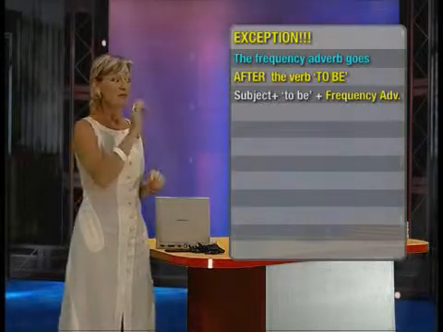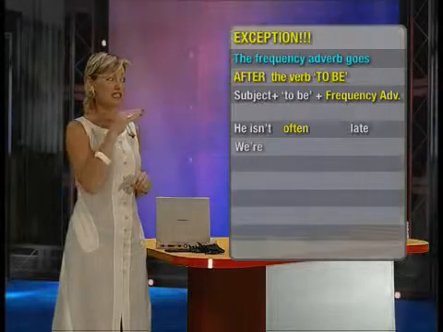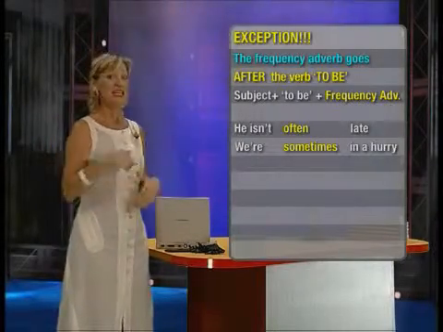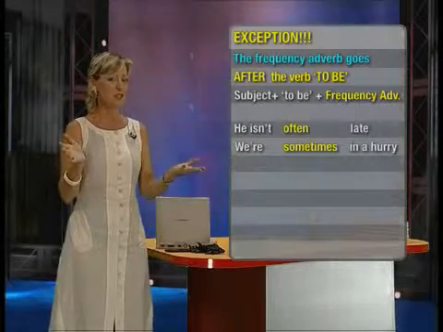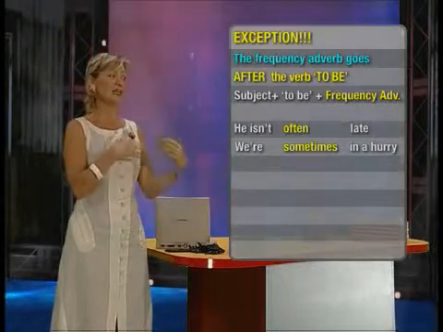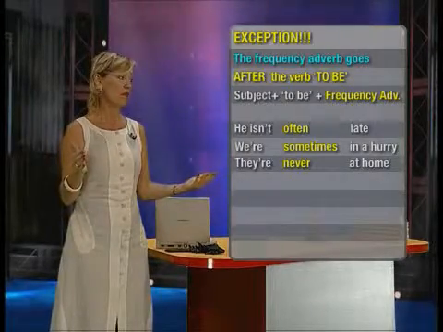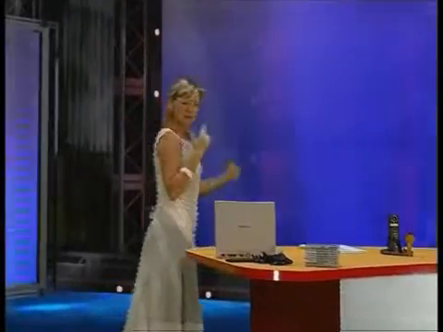Look at the example. He isn't often late. We're sometimes in a hurry. You see the position. The position of the frequency adverb is after the verb to be, not before. And that's the rule. So he isn't often late. We're sometimes in a hurry. They're never at home. And I'm always tired. So those are the frequency adverbs, very important, and we use them to describe our habitual actions.